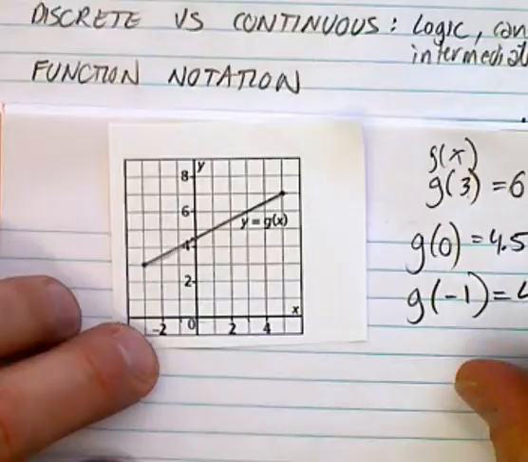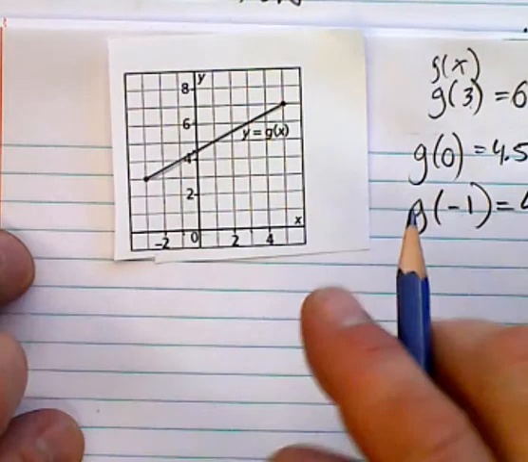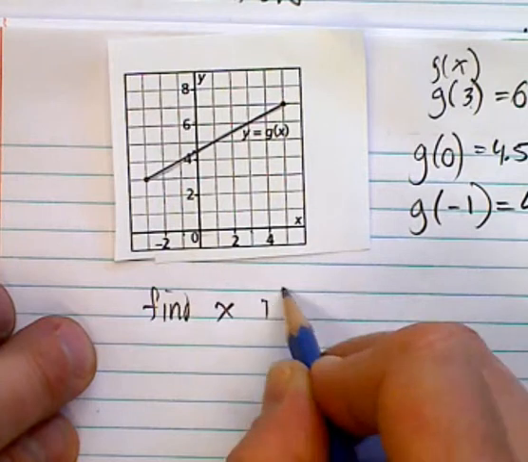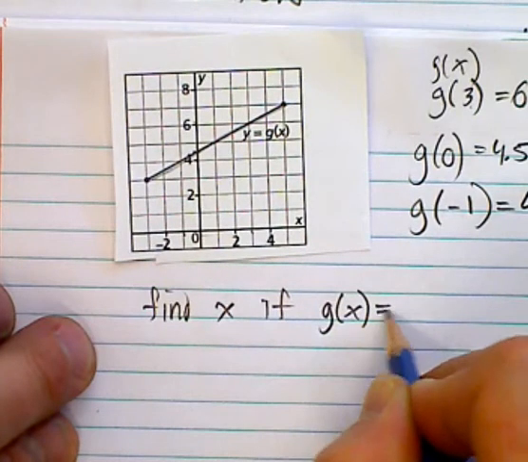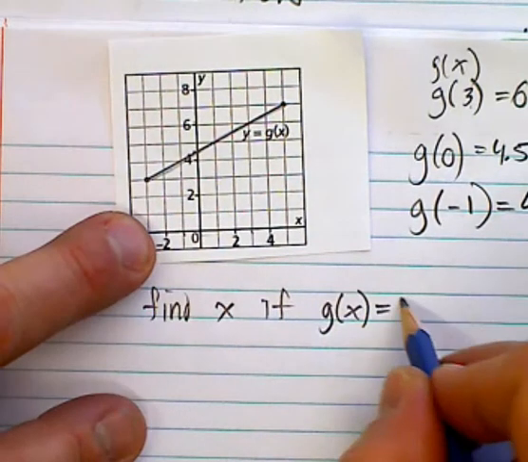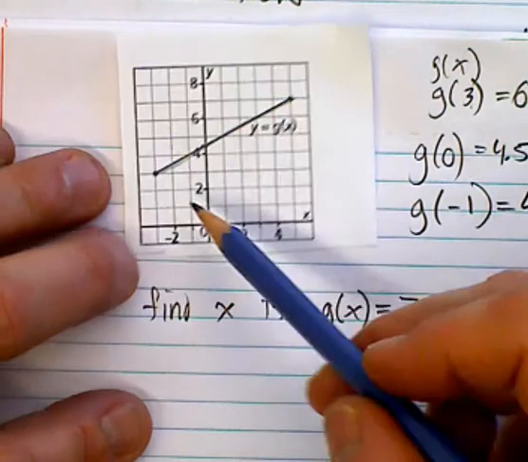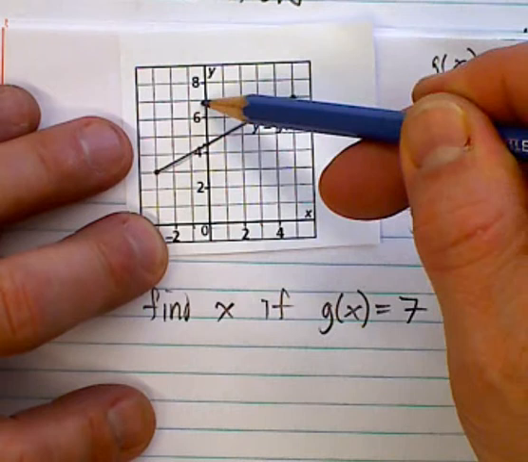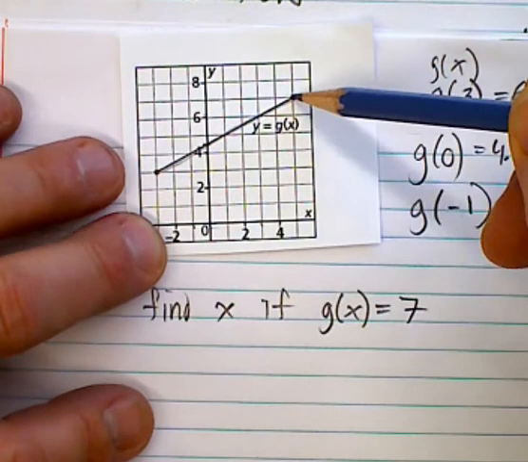All right. Now there's another thing here. Find x. Here I'm going to do this. Find x if g of x is equal to 7. The function is up at 7. Where's 7? 7 is right here. There's my function. What's the x value?